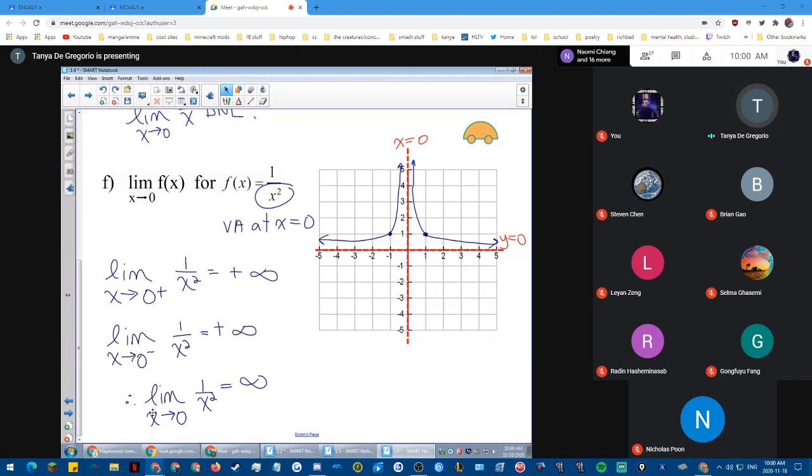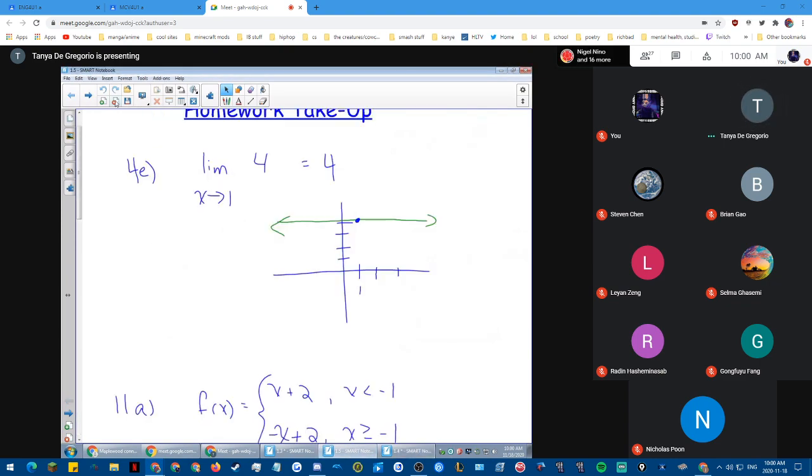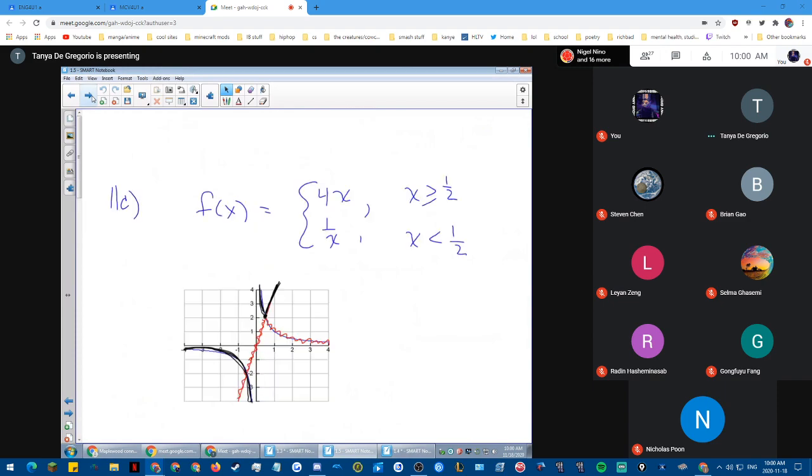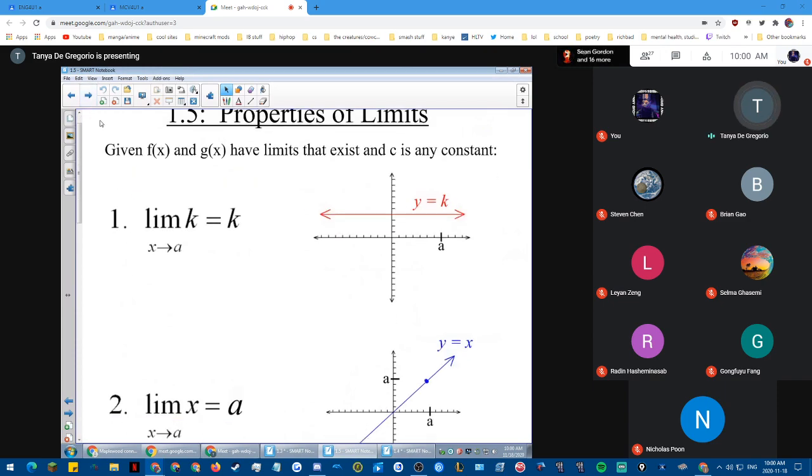Okay, so let's move on to 1.5. Properties of limits.